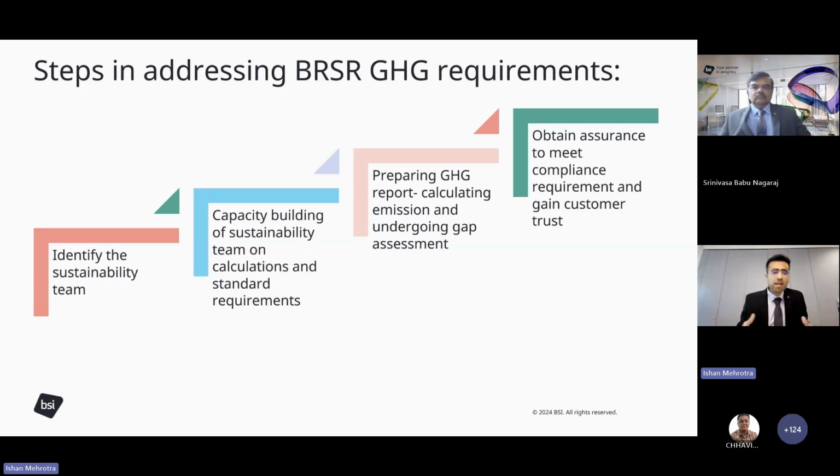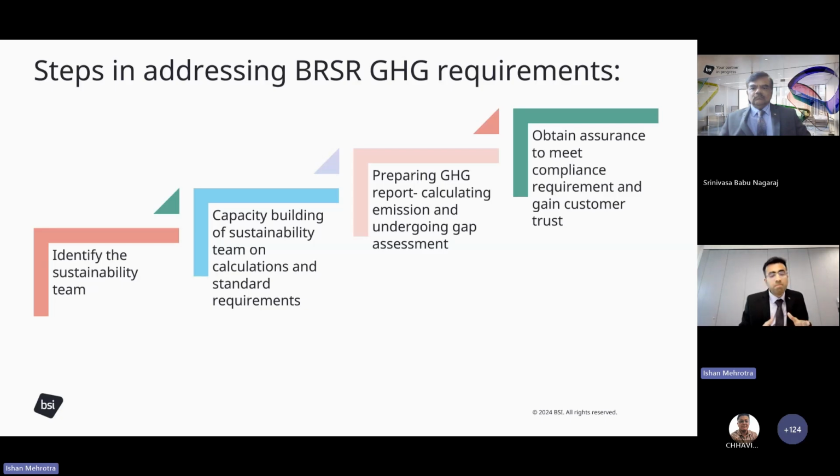They can start by identifying the sustainability team, who will be the single point of contact, who will be the project managers, who will be gathering data from multiple departments and multiple functions, because this will include the involvement of utility people, the purchase team, maybe the transport team, admin team and others. Then identifying the sustainability team.